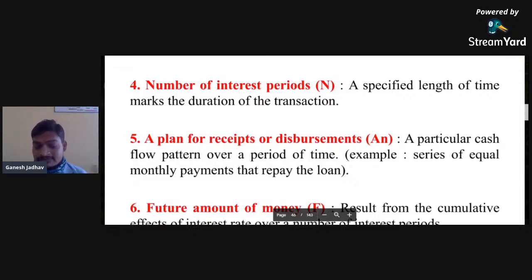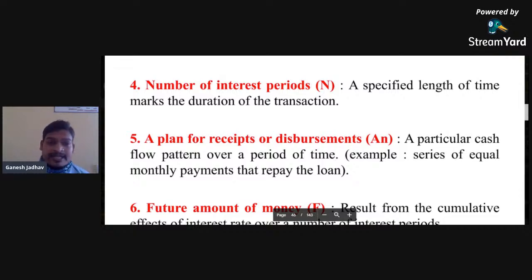Means in Marathi you can say that this is the chakravat. Okay, chakravat. So you can say that in the rate, interest on the interest. Okay, interest on the interest. So this is the specified length of the time that marks the duration of the transaction also. Okay, and the fifth one.